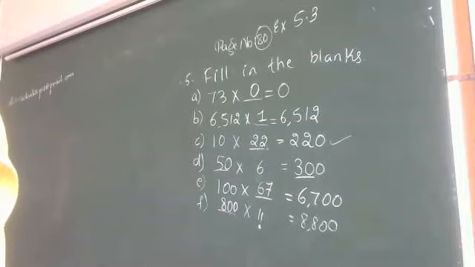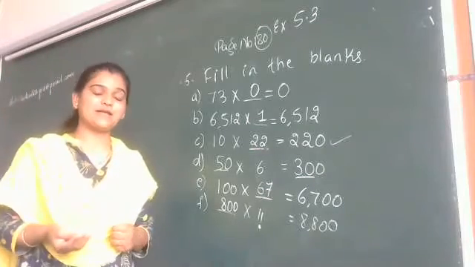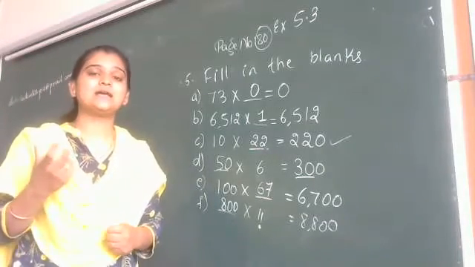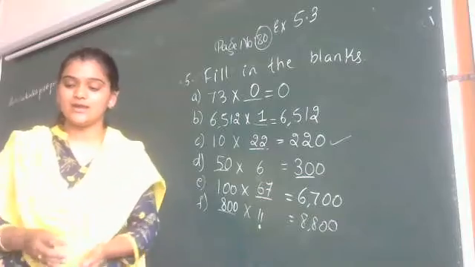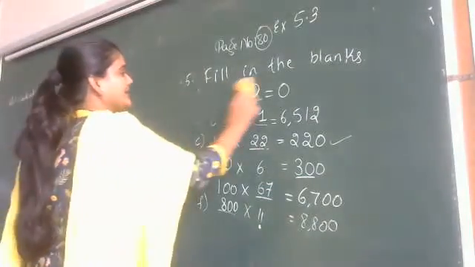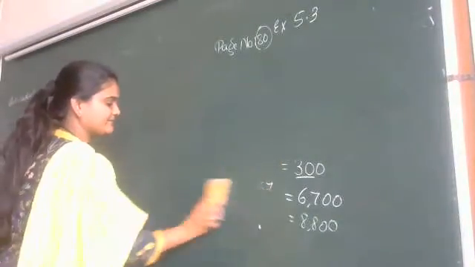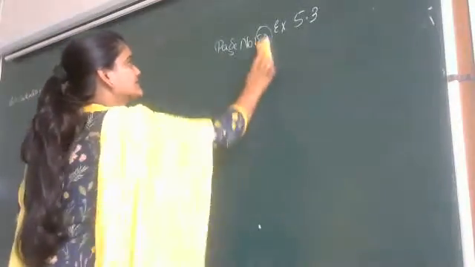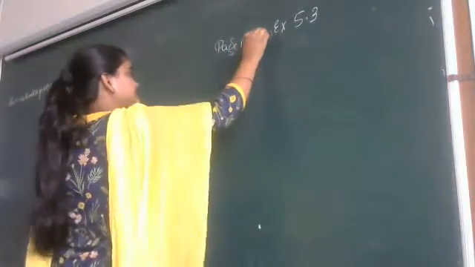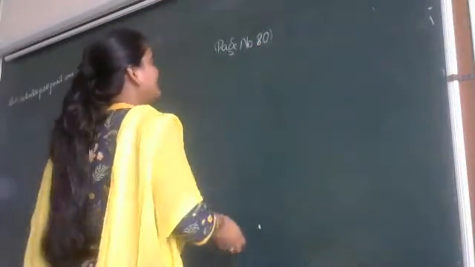Yes. Okay. So now we will move on to what is a multiplicand, what is a multiplier, and what is known as a product. What is a multiplicand? The number that has to be multiplied is called the multiplicand. The three terms are multiplicand, multiplier, and product.